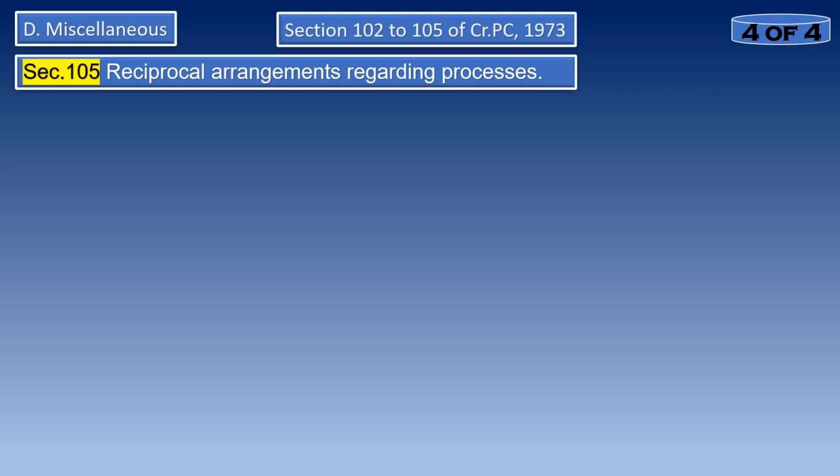Fourth point of miscellaneous is reciprocal arrangements regarding the processes. Now, what are these reciprocal arrangements? Well, if we define the meaning, it's a situation or a relation between two parties or a group which agree to do something similar for each other, and they have equal rights, same rights. Over here, we can say that there is a reciprocal arrangement between the courts of different states. So let's go through it.